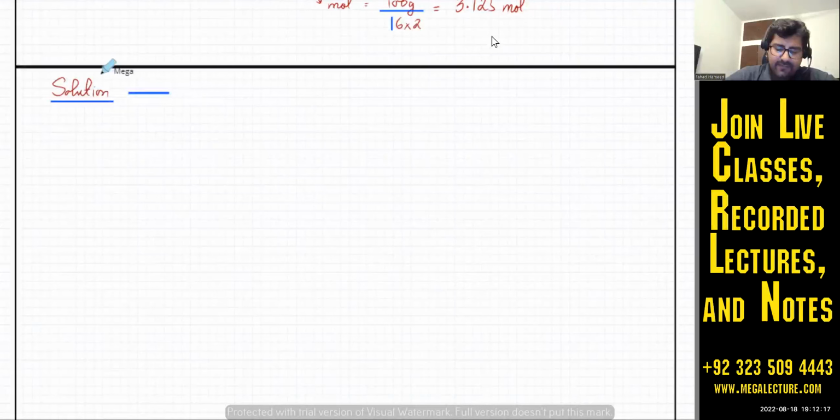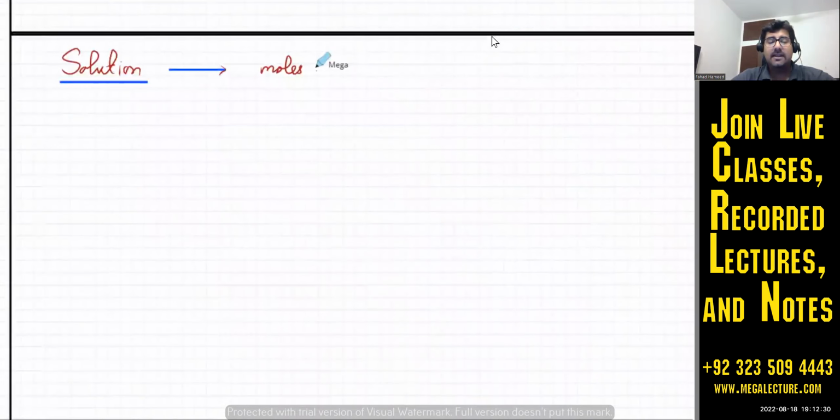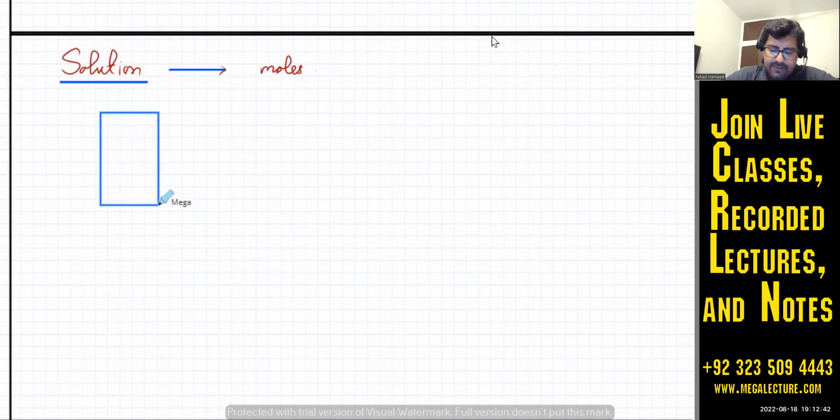Like if I have a sugar solution, how do you know how many sugar particles are present in that glass? Like if I have a cup of tea, that's a solution basically. So how much sugar has been added to it? How many moles of sugar have been added to it? Okay, so how do you calculate that?